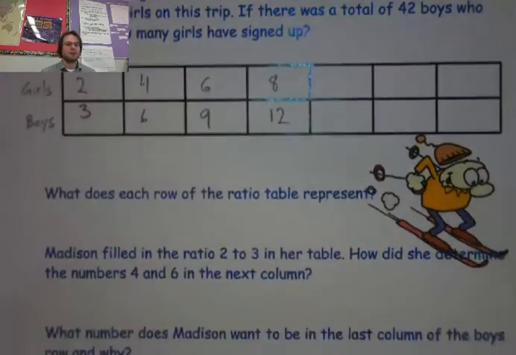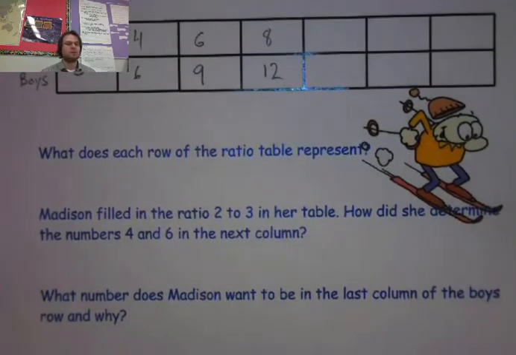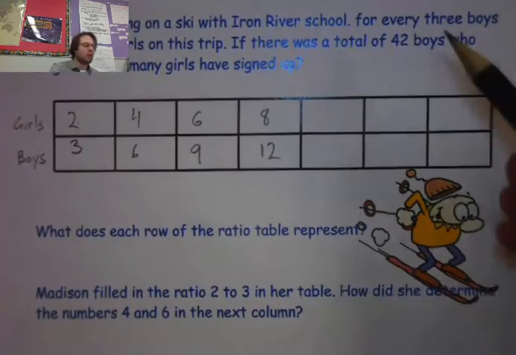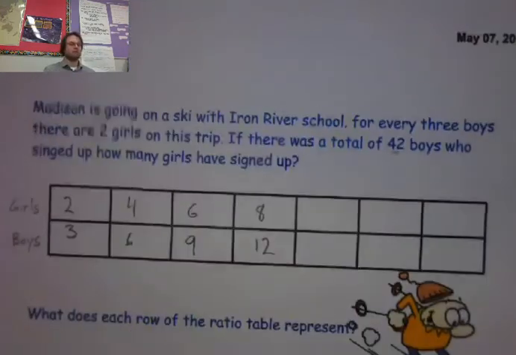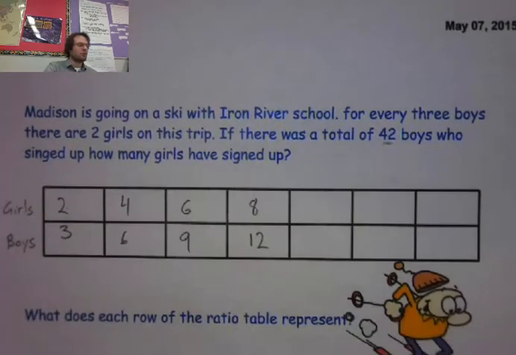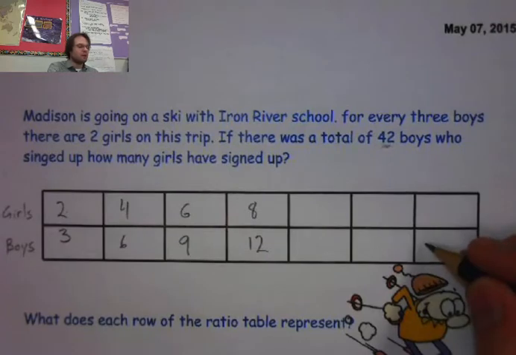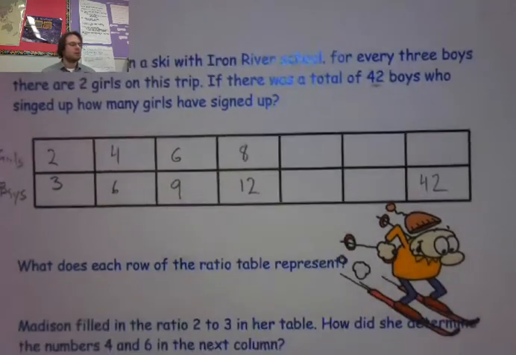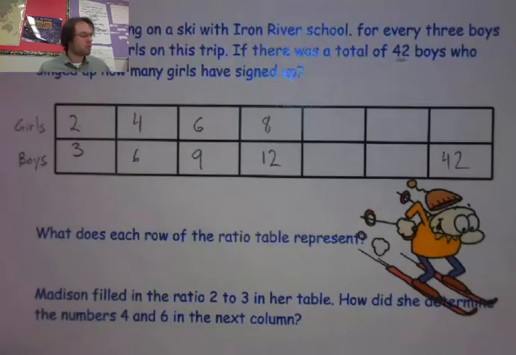Okay? But now it says, what number does Madison want to be in the last column of boys? Well, I look at this here, and there is a total of 42 boys. Okay, we go back to our question. There's a total of 42 boys. So what needs to be in the last column? Right here, I have 42. Right? So what is next? We're going to try and fill out the rest of this table.